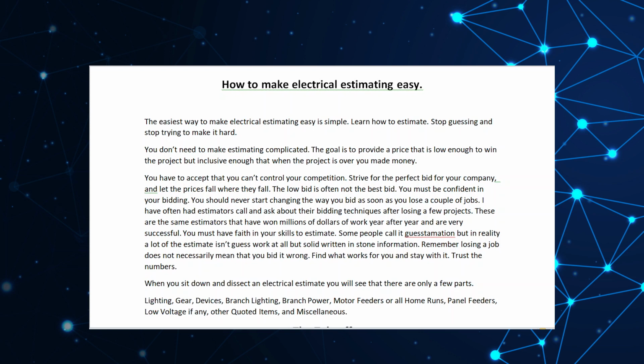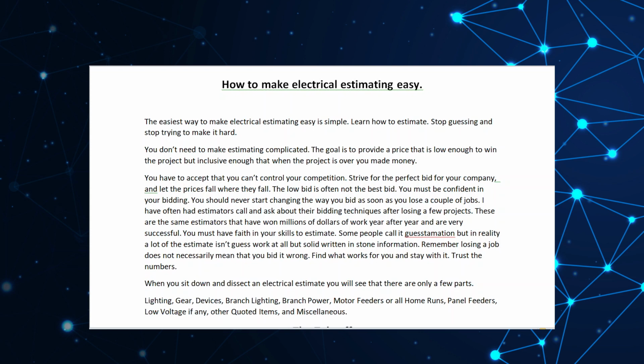Trust the numbers. When you sit down and dissect an estimate, you'll see that there's only a few parts: lighting, gear, devices, branch lighting, branch power, motor feeders, your home runs, your panel feeders, low voltage if there is any, your quoted items, and miscellaneous. That's pretty much all there is to it.